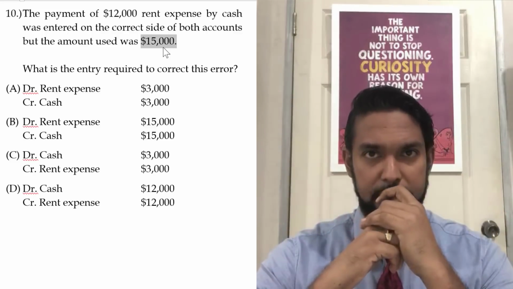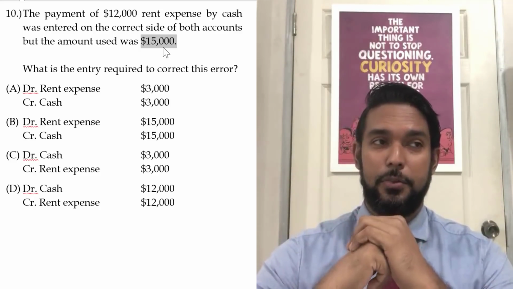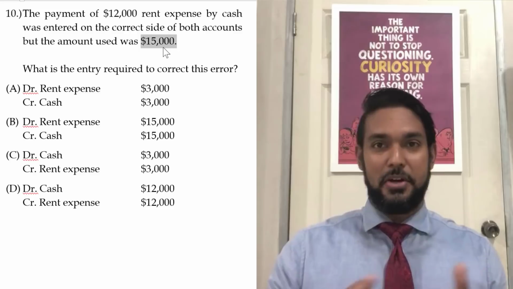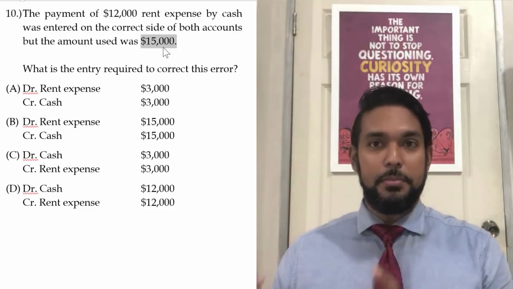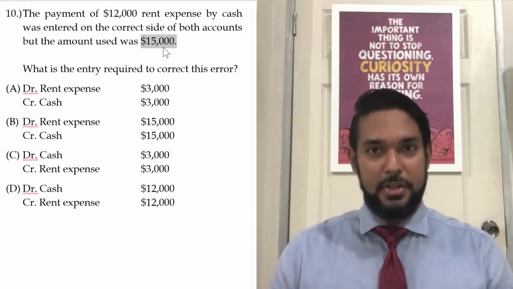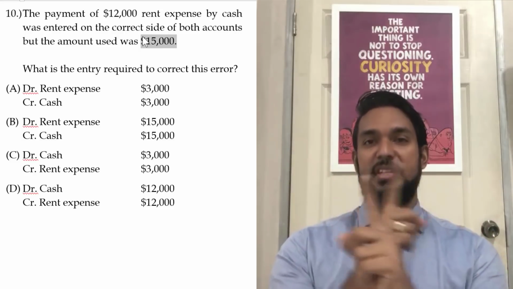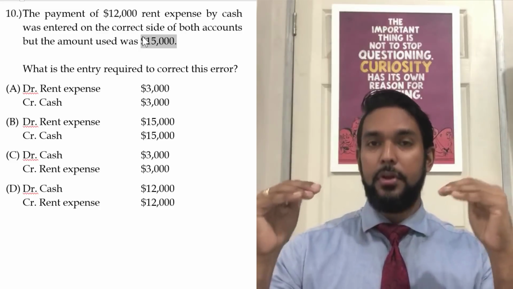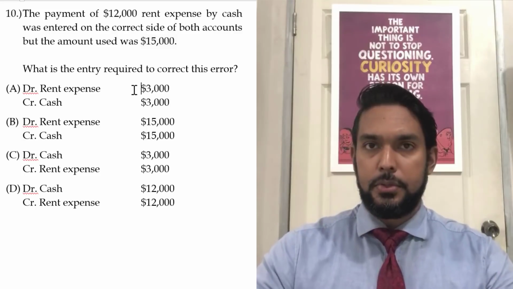How do we fix this? So we have to undebit and uncredit. What does undebit mean? Well, it means to enter a credit entry in that account. And what does uncredit mean? It means to enter a debit entry in that account. So we have to reverse the debits and credits because we have to bring down the amount that was entered in the accounts in the first place.